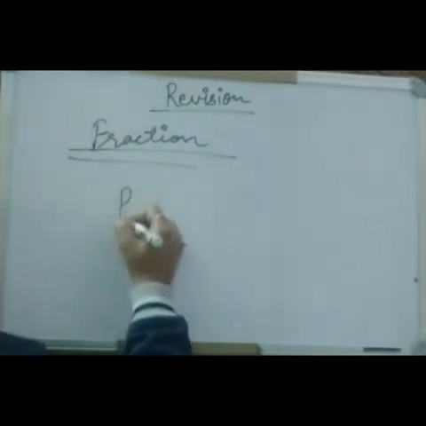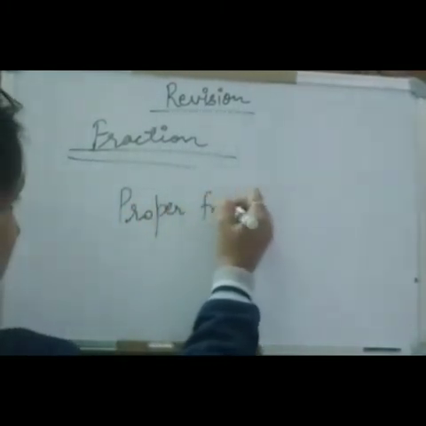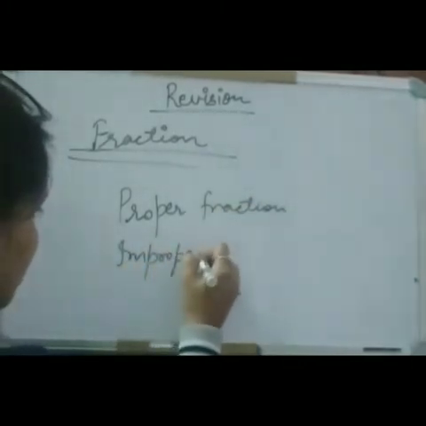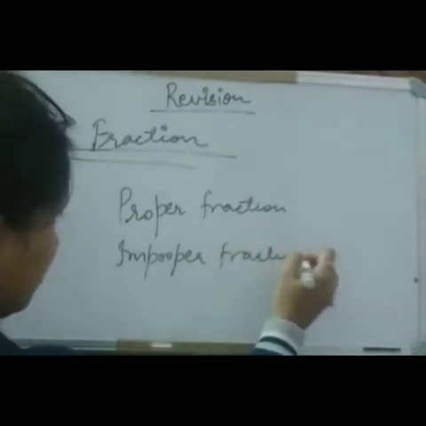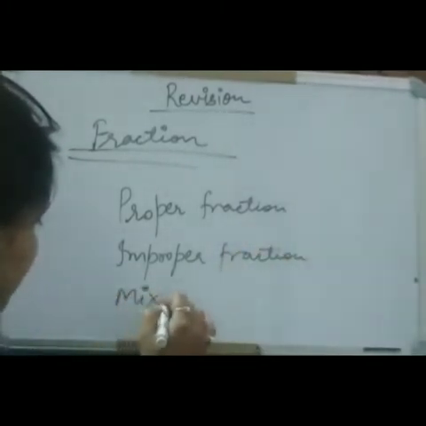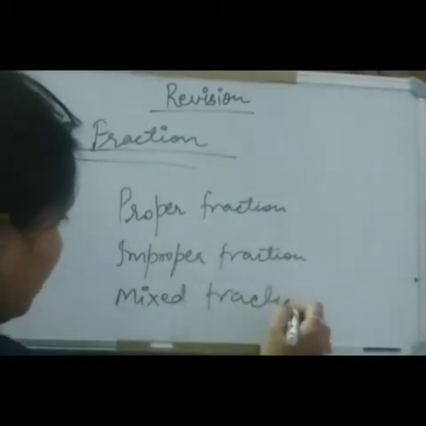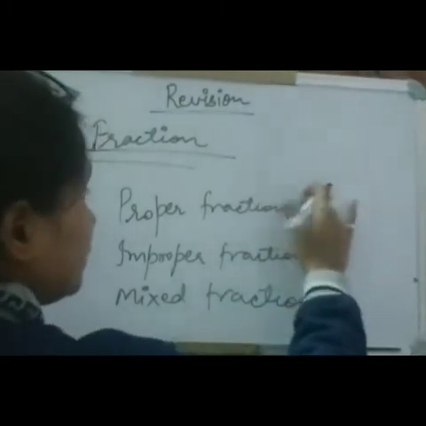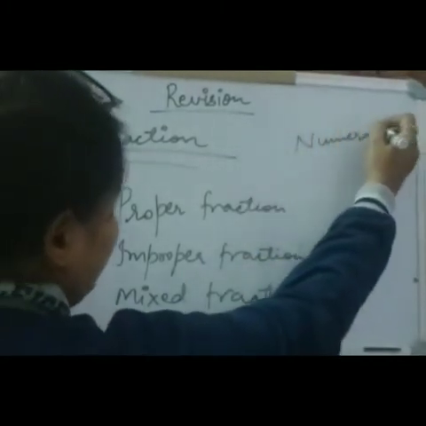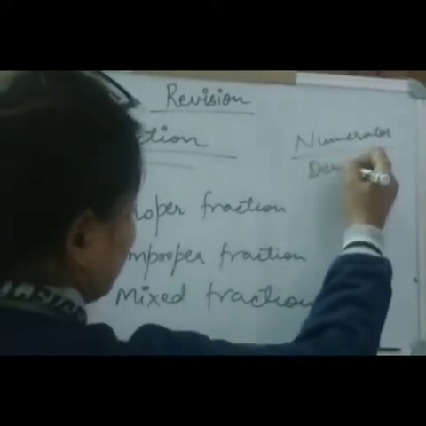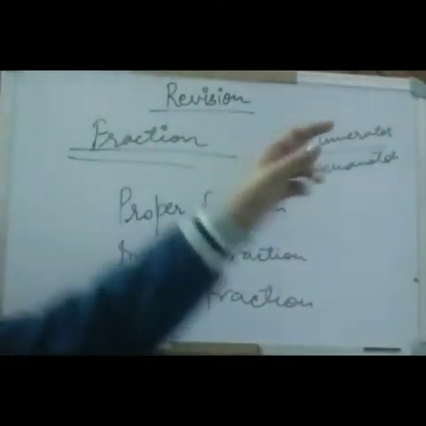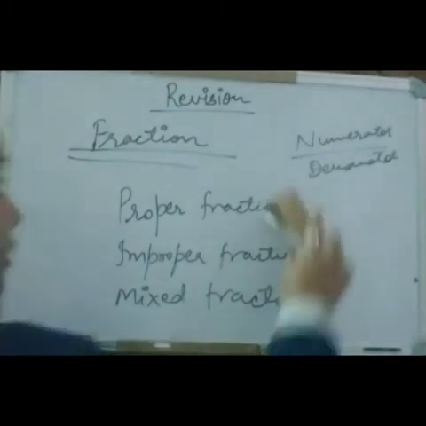Okay. Now here first is proper fraction, improper fraction, last one is mixed fraction. As we all know that fractions are written in form of P upon Q, or in this we can say numerator upon denominator. So upper one is numerator and the bottom one is denominator always.